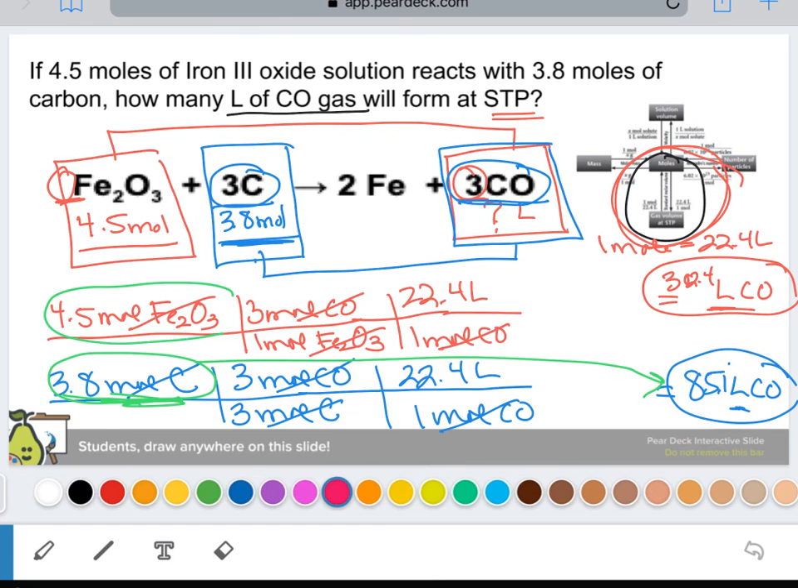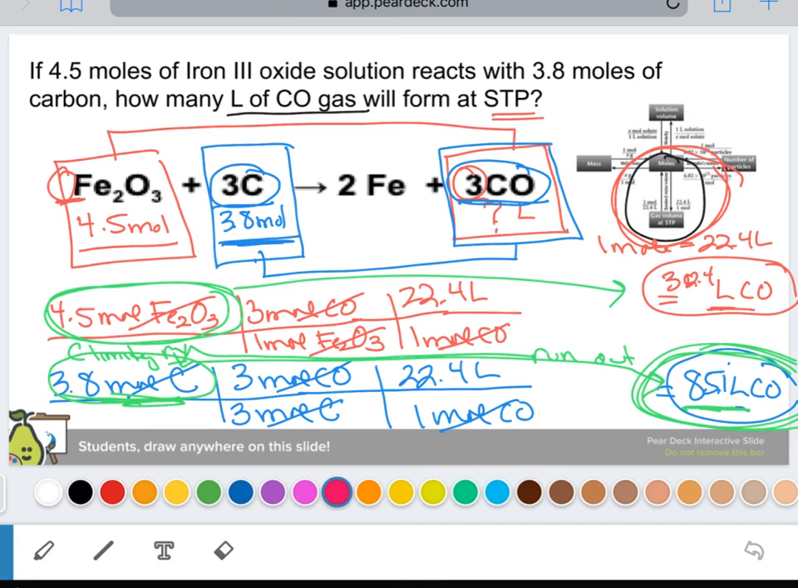If I use up all of this reactant, I can make 302 liters, but I'm not going to make that much because I'm going to run out. I'm going to run out of carbon before I make 302. I'm going to run out of carbon when I only make 85. And so carbon is my limiting reactant, all right? And so my answer is 85.1 liters of carbon monoxide.